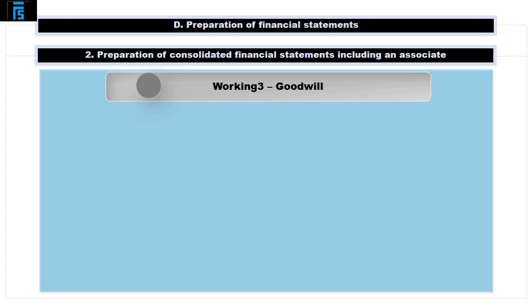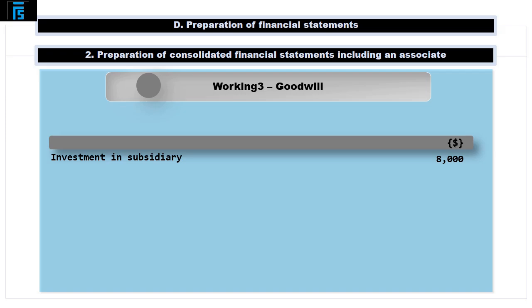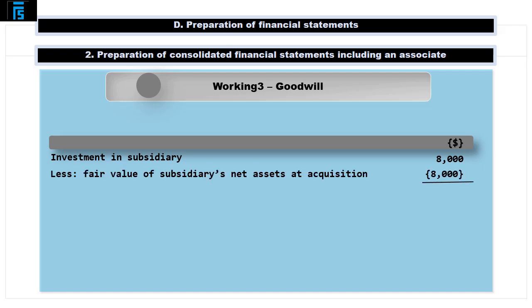We start with the €8,000 investment by the parent entity and deduct the 8,000 fair value of the subsidiary's net assets as at the date of acquisition, which we take from the acquisition date column in working 2. As before, we conclude that there was no goodwill arising on the transaction.